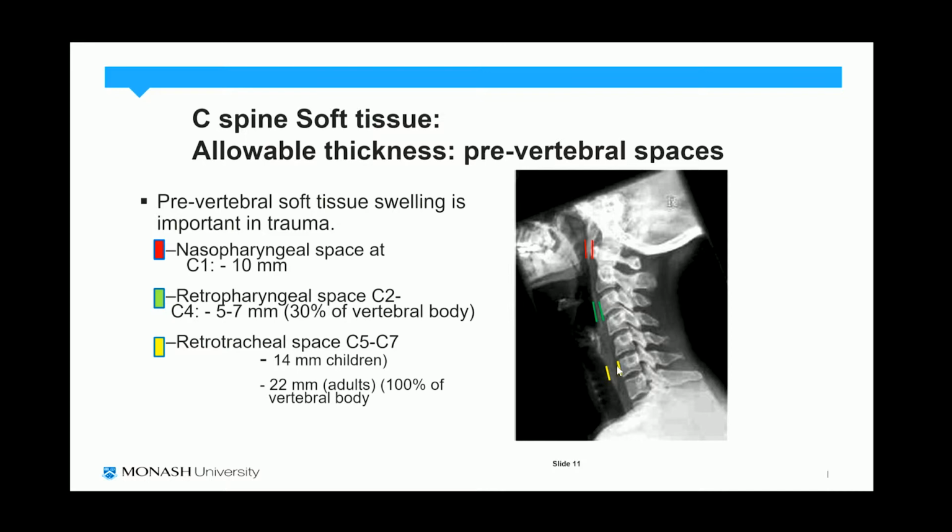And then the retrotracheal space, which is from C5 down to C7. In adults, it should not be greater than 22 millimeter or 100% of the vertebral body. However, in children, it should not exceed 14 millimeter.